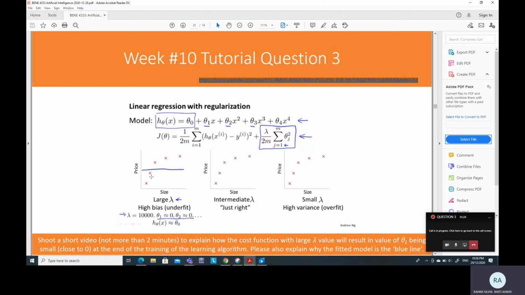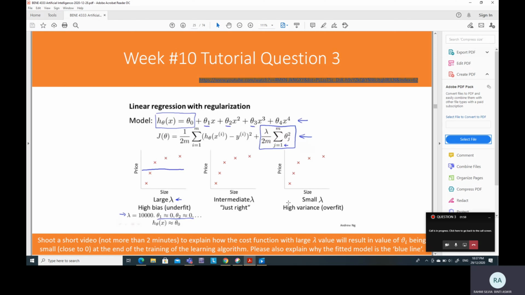For example, in this case, we use a large lambda, for example 10,000 or 100,000. So theta 1, theta 2, theta 3, theta 4 are heavily penalized. So most parameter values are close to 0, and for large lambda this equation has only theta 0.